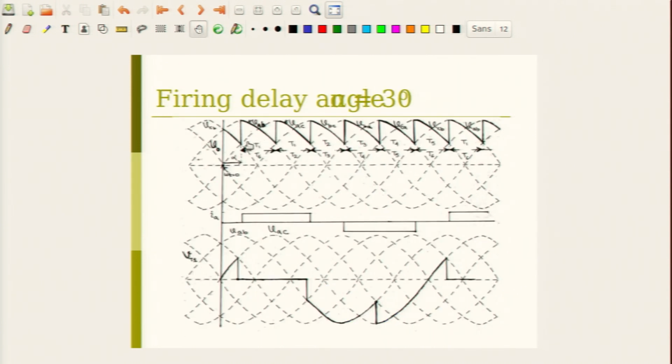So, what happens is T1 takes over from T5 and T1 and T6 conduct, and eventually what you will find is one interesting thing which has occurred: this has now moved slightly here. This is the current waveform. So, if I've got a firing delay angle of 30 degrees, the current also has moved 30 degrees. So, the fundamental component of IA, I will call it IA fundamental, lags VAN by this 30 degrees.